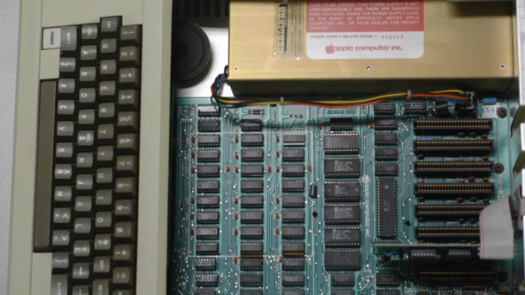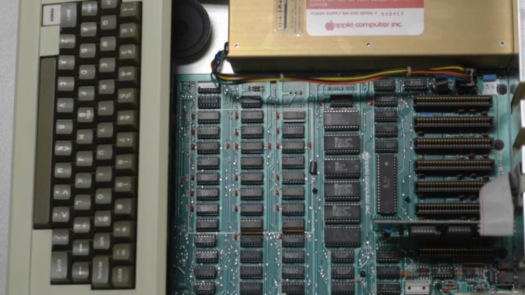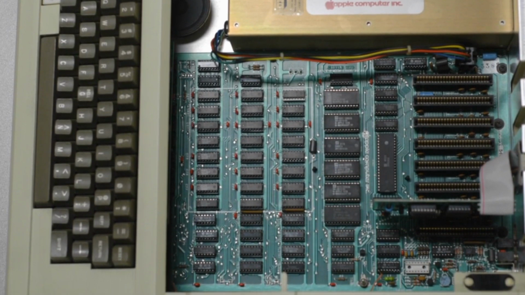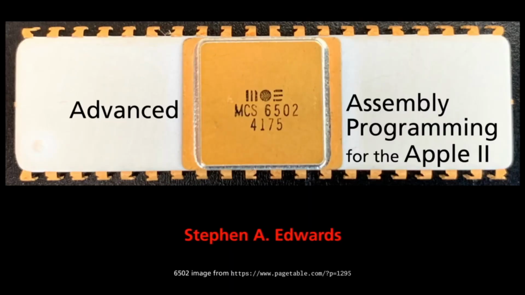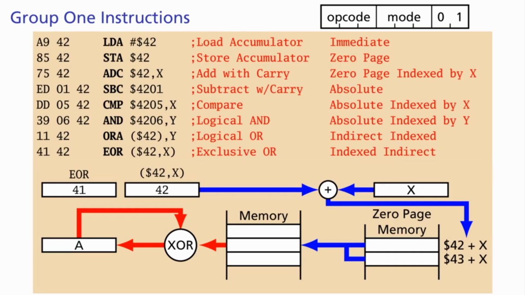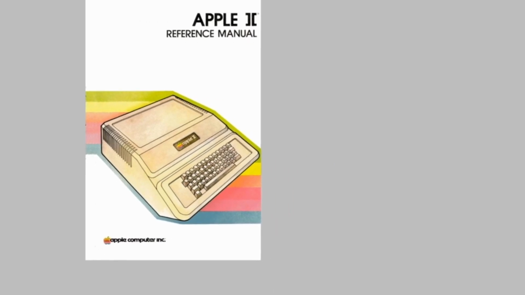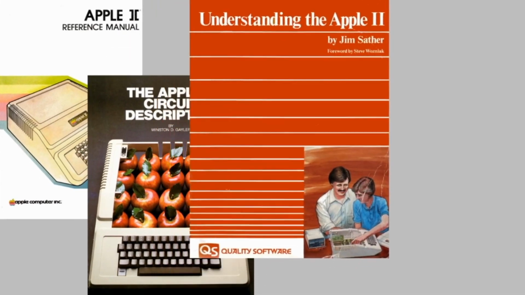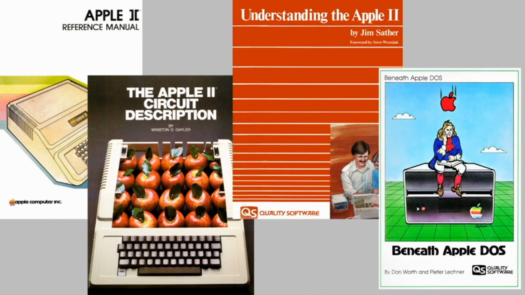Thanks again for your attention. In putting together this video, I realized I have only scratched the surface of this marvelous home computer from the 1970s. There is a lot more to talk about. For example, see my other video on 6502 assembly programming, which shares more insights about the Apple II's video system, along with a lengthy discussion of the instruction set of the venerable 6502 processor at the core of the Apple II. I'll remind you again of some of my favorite technical references: the Apple II Reference Manual, Gaylor, Sather, and Worth and Lechner. And now, Bob Bishop's Apple Vision from 1978.